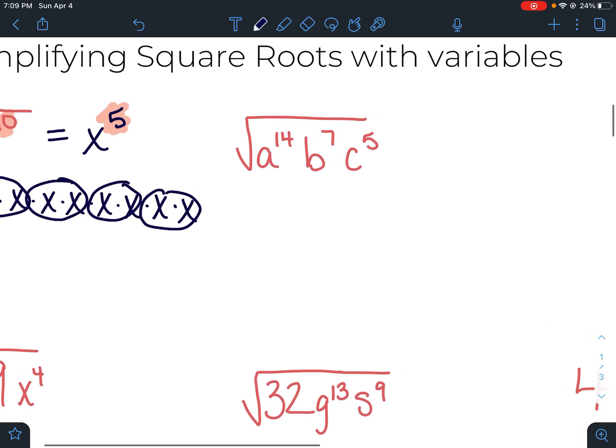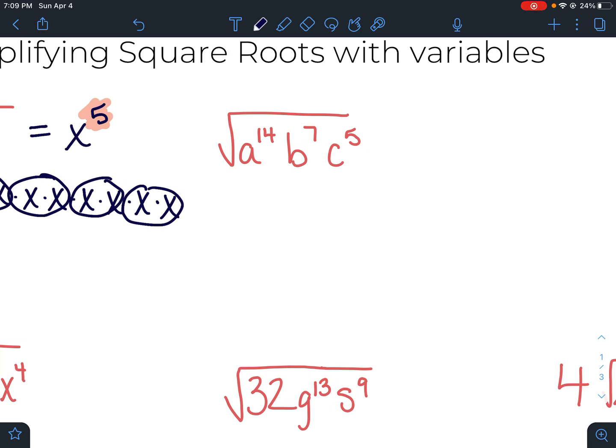Now you might ask, okay, well that's cool, but what happens when I don't have an even number? Fantastic you asked. Let's try this one. So that a I know is going to be a to the 7th. But here we have b to the 7th. Well, I know 7 is not an even number or divisible by 2. So what I'm going to do is take that out and make it a 6. I'm going to reduce it by 1. B to the 6th is going to be b to the 3rd. And because I took that 1 out, I have to leave a b back inside.